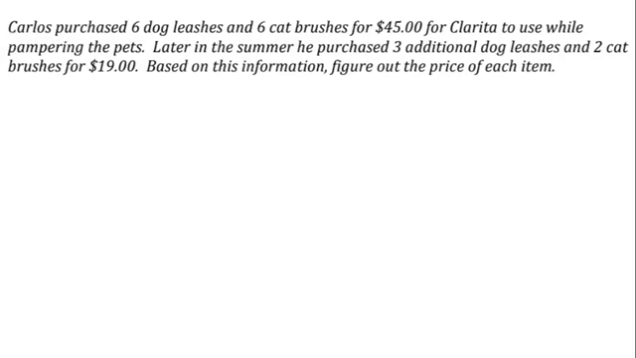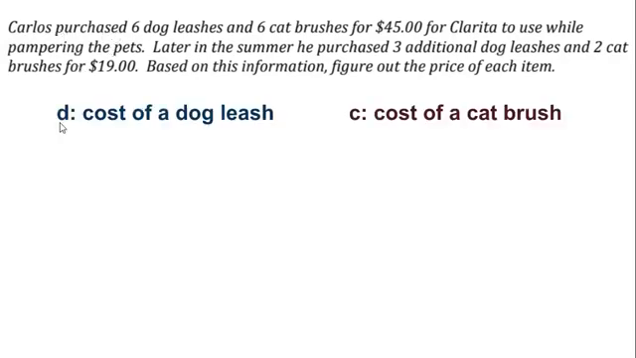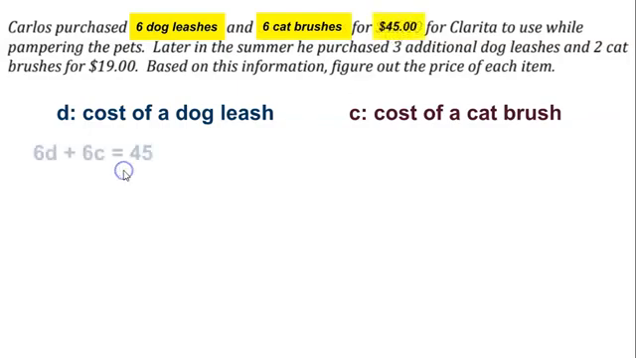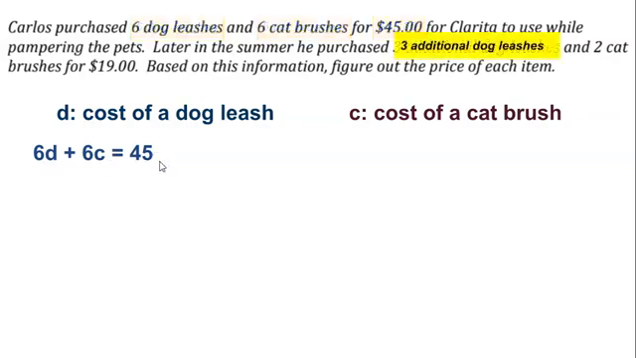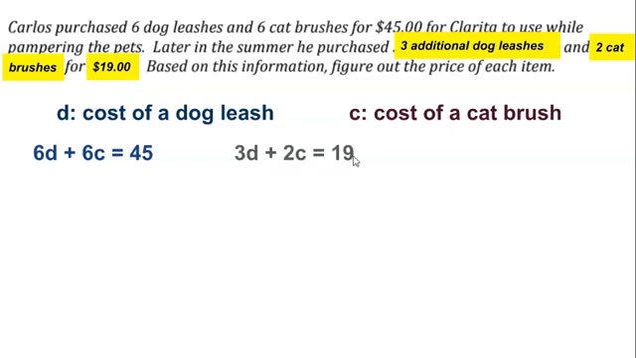Let's start by writing equations to represent the 2 different shopping scenarios. The first thing that we want to do is to define our variables. D will represent the cost of a dog leash, and C will represent the cost of a cat brush. There's 6 dog leashes and 6 cat brushes cost $45. So that would be 6D plus 6C equals 45. And then 3 dog leashes plus 2 cat brushes cost $19, which would be 3D plus 2C equals $19.